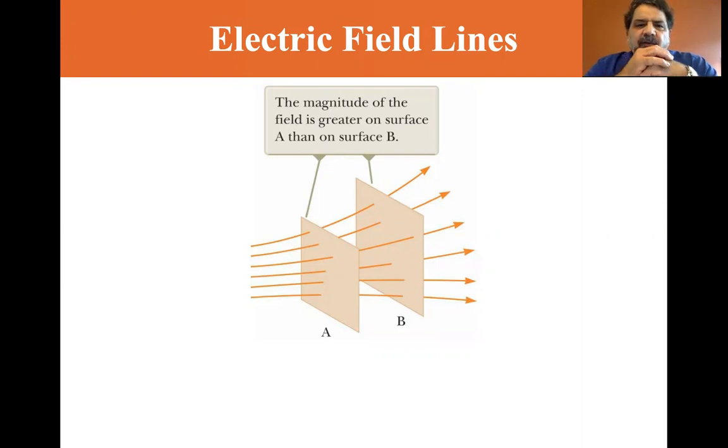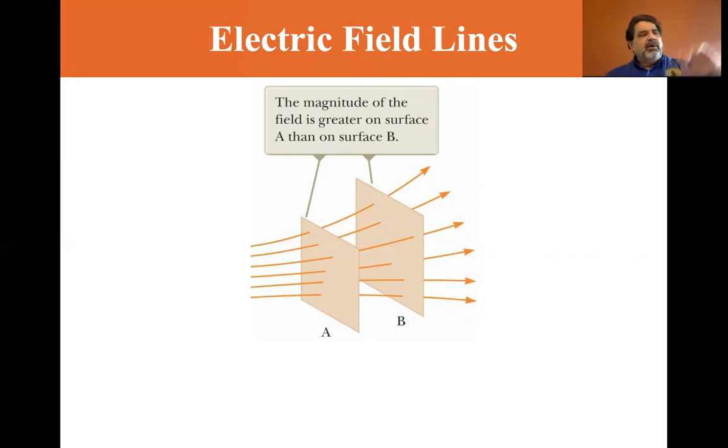The magnitude of the field is greater on surface A than on surface B, because you can see that the field lines diverge. You can imagine the intensity of a flashlight. If you're 10 centimeters from the flashlight, the intensity is one thing, and if you go 20 centimeters, it's a little bit less.